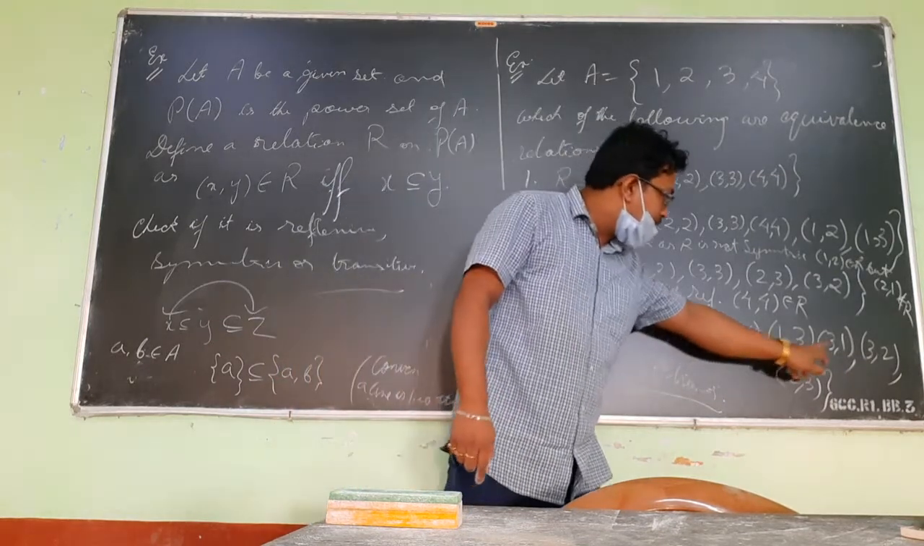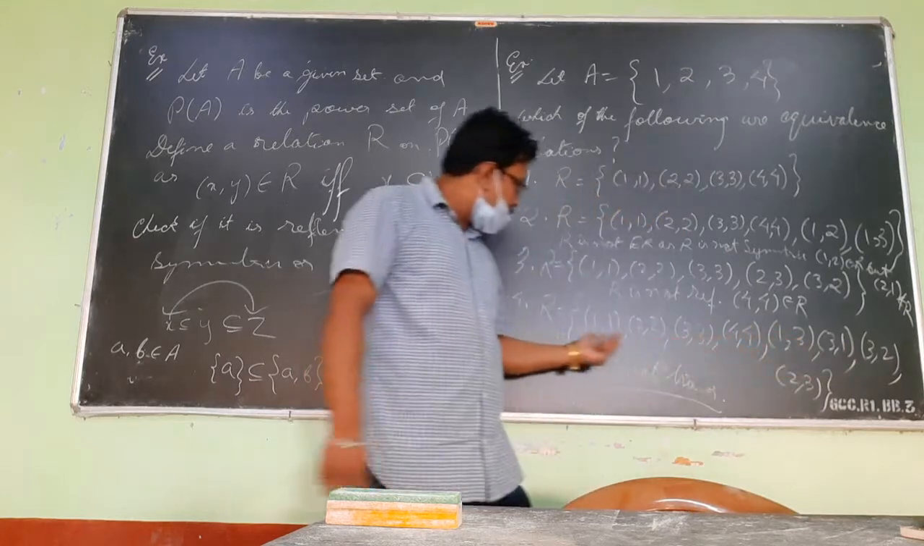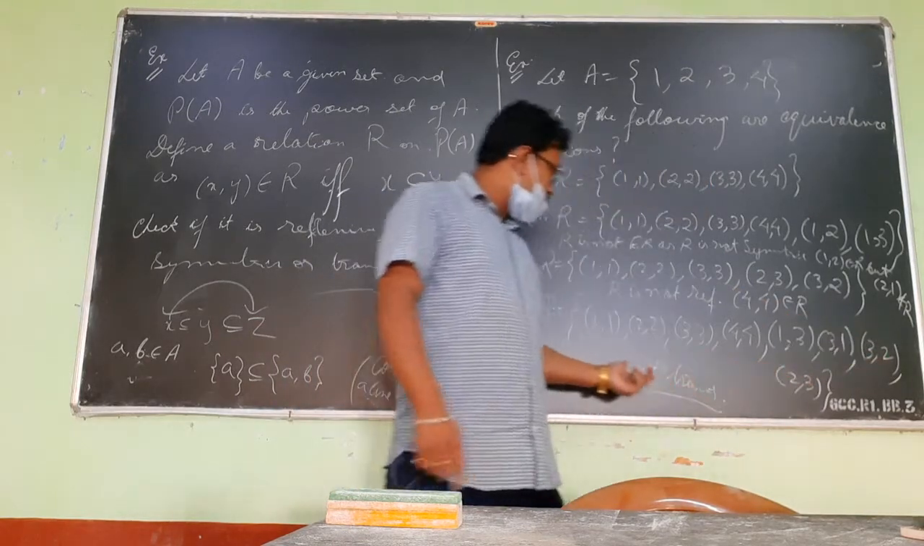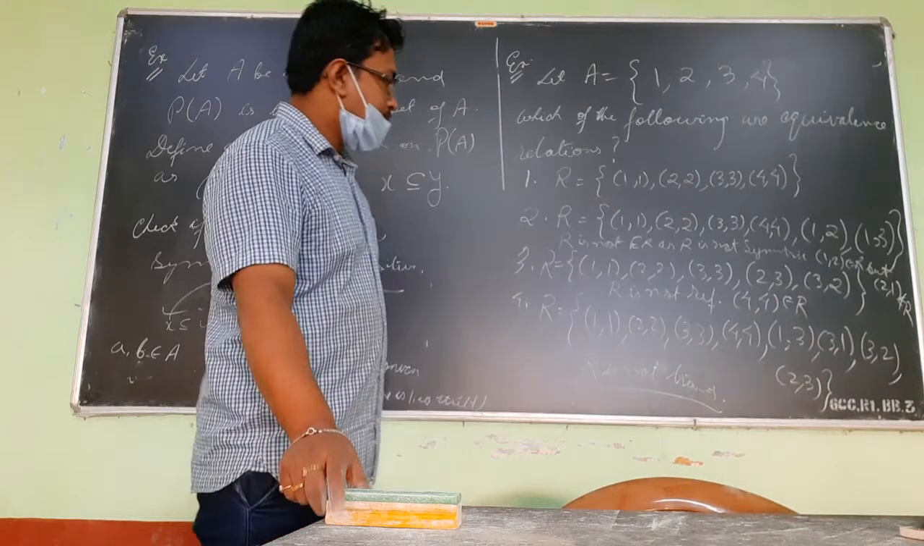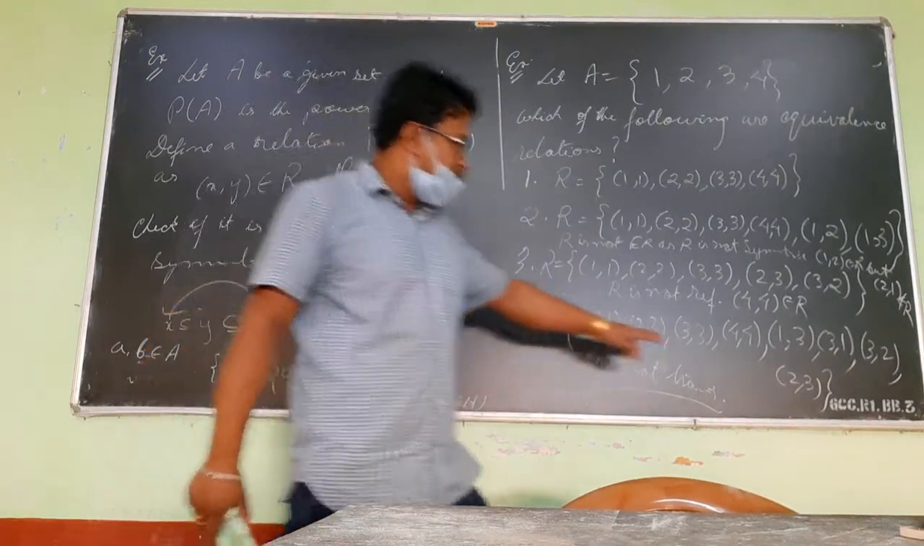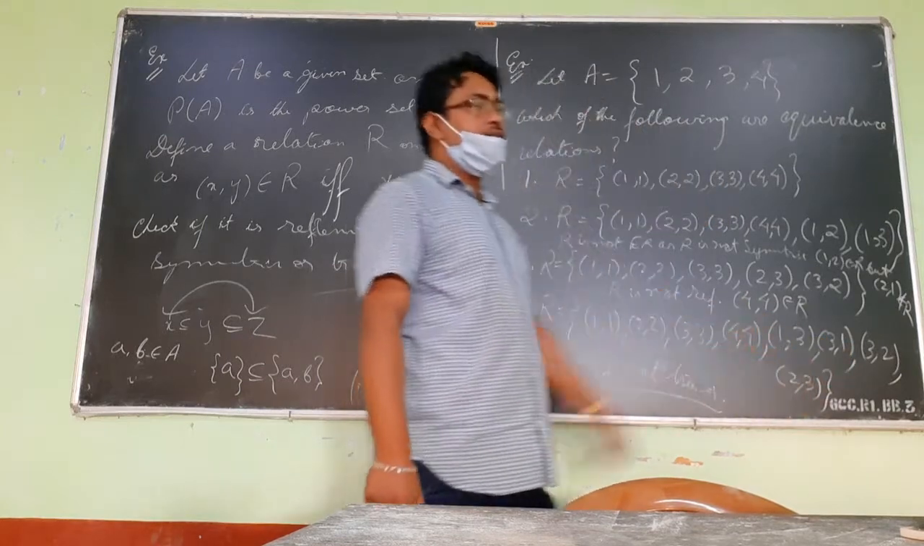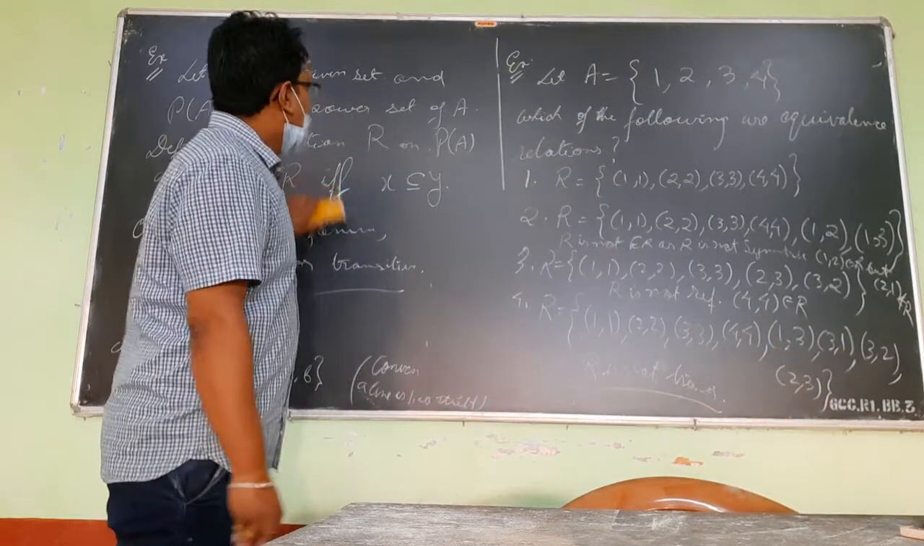Here 1 3 is there, 3 1 is there, 1 1 is there. 1 1 is there, 1 3 is there, 3 2 is there, 1 2 is not there. So it's not transitive. Clear? Similarly, this one also: 2 3 is there, 3 1 is there, but 2 1 is not there. So it's not transitive. Clear?